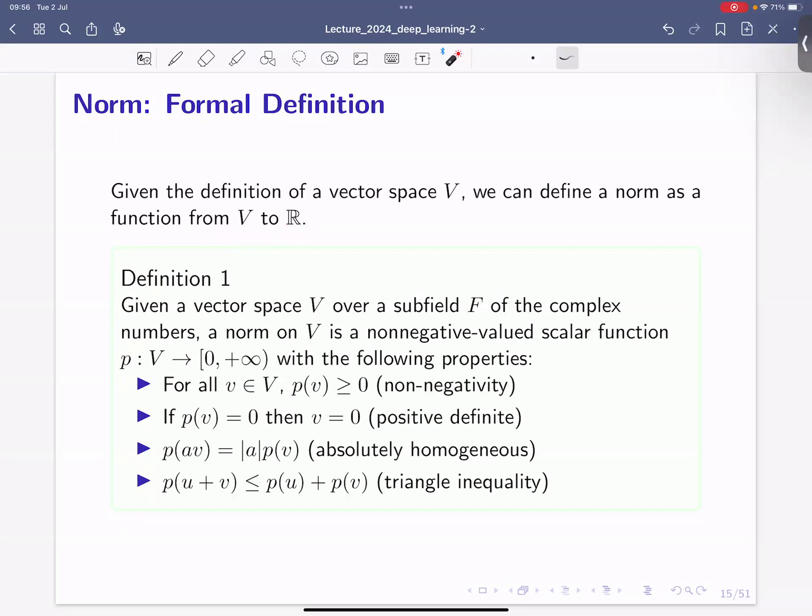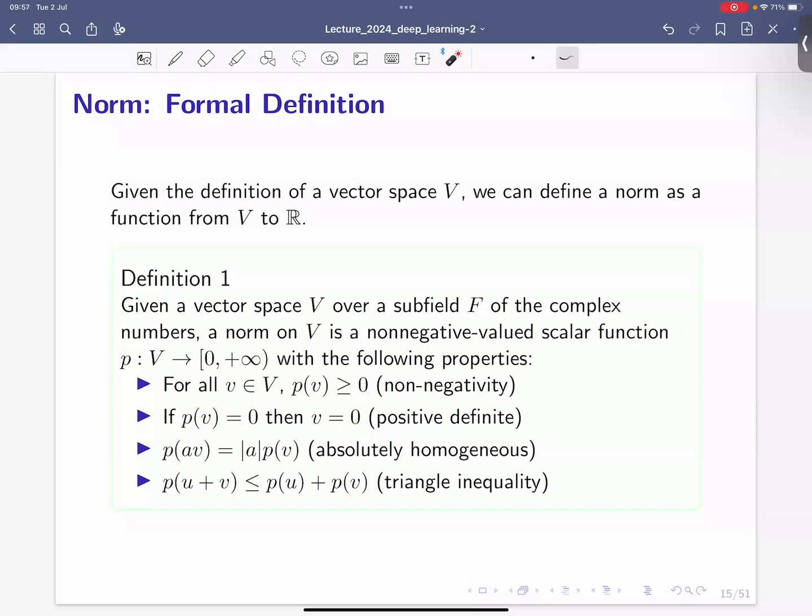And this norm is essentially going to be a non-negative valued scalar function, which here I will denote by P, right? So P is our norm, and it goes from the vector space V to here the set of non-negative numbers. And it has to satisfy the following properties. So first of all, it's non-negative, right? So for any V, P(V) is greater than or equal to 0. If it's 0, that implies that the argument V itself is 0.